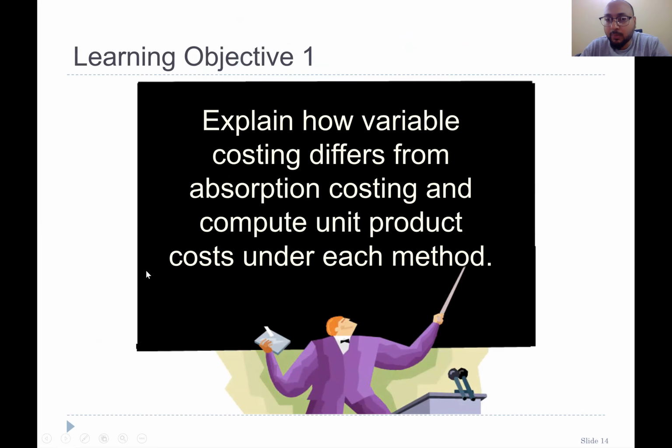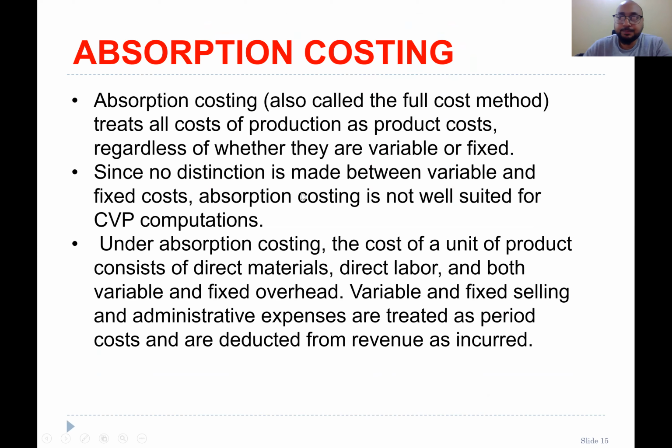Okay, our first learning objective is to explain how variable costing differs from absorption costing and compute unit product cost under each method. So absorption costing, which is traditional costing, in which we talk about the direct material, direct labor, manufacturing overhead. We do not segregate whether this is fixed or whether this is variable, right? Under variable costing, we only take variable costing stuff. That's it. So let's just talk about absorption costing.